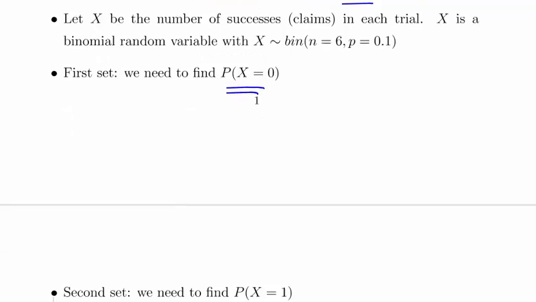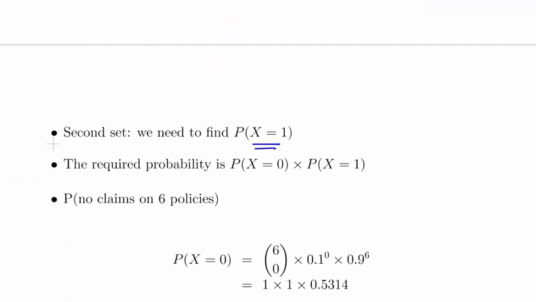Okay, so this is the overall question here: find the probability of x equal to 0 times the probability of x equal to 1. This is corresponding to the first set, 1 to 6, and the second set, 7 to 12. So essentially weaving in an independent events question.